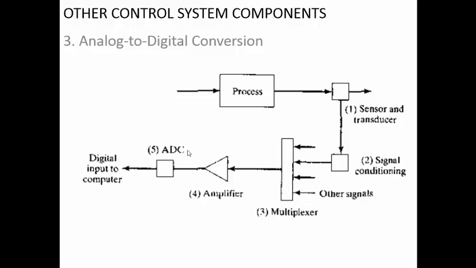So what is the advantage? The advantage is you need not have a special ADC and amplifier for each of the signals. You can have only one ADC and one amplifier, and the multiplexer will keep on giving various signals for conversion and further utilization for controlling the process.